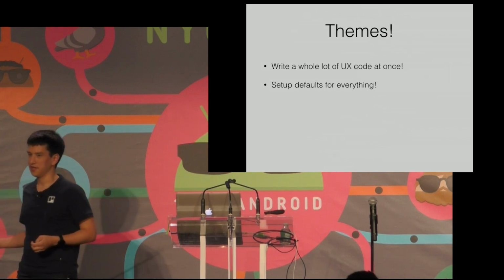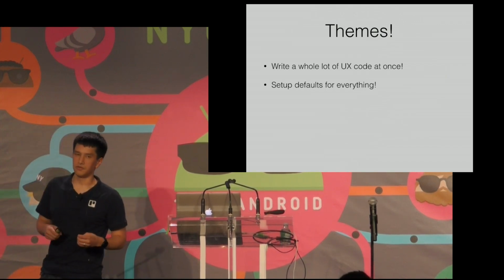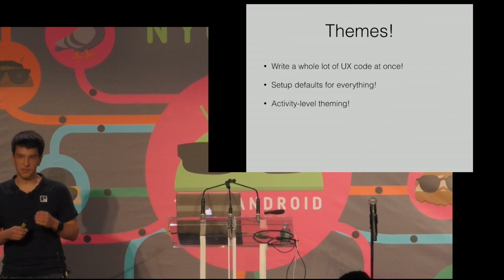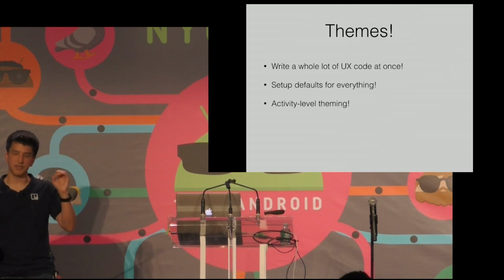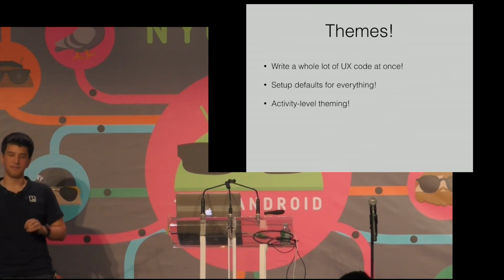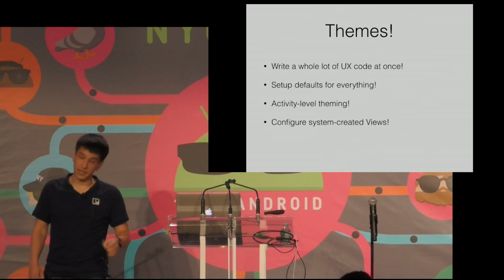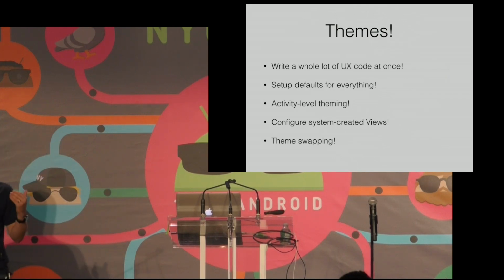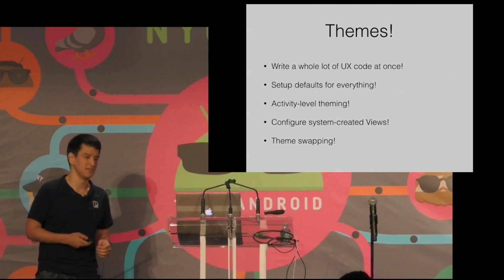You can set up defaults for everything. So all of the system has default looks and feels for all of the views, all the widgets. So for example, there is a button style that you can define and then change all of the buttons in one fell swoop. You can do things on an activity level. So with plain styles, you can only apply it to an individual view. With themes, you can apply it to things that go beyond the views that you're even interacting with. For example, like modifying the window background or modifying the status bar or navigation bar. You can configure a system created view, which is basically what I just said. And then you can also do theme swapping if you want. In other words, like have a light and a dark version of your app. I've personally never done this, so I'm not going to really cover that this much. But if you want to have theme swapping, you've pretty much got to use themes.